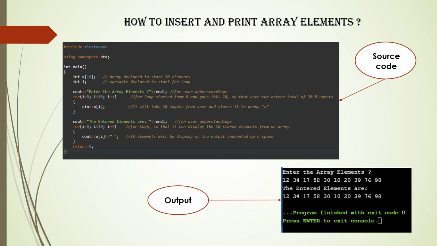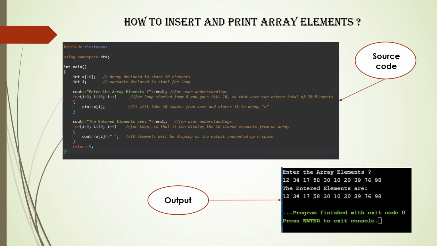So for each and every iteration of the for loop it will take the input, and it will run 10 times. A total of 10 elements will get stored in this array. Now similarly we can print those elements which are stored in the array by using the same concept, but now instead of using the input function inside the loop, use the cout because you have to display the output. Now see the output part and see that what the user has entered is the same as the result.